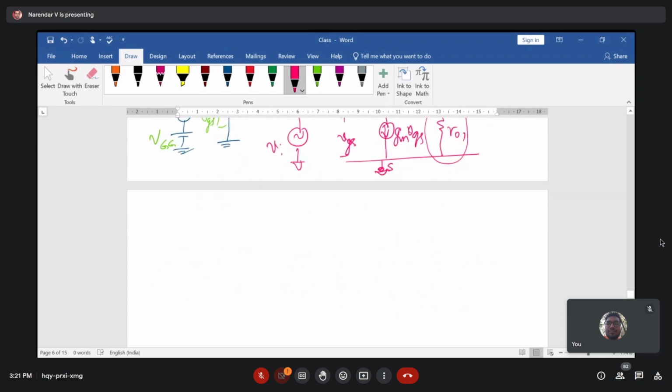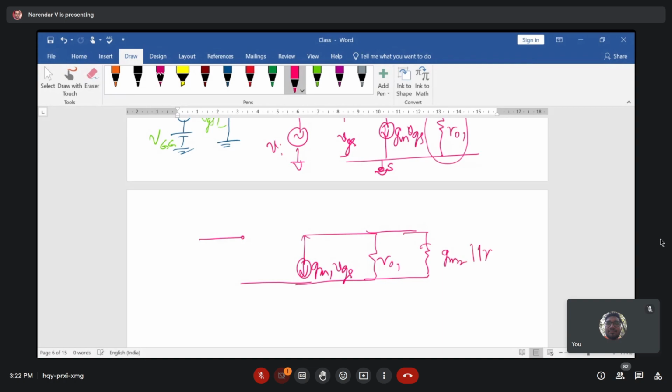Now what you can see here is GM1 VGS, R01. Now this is going into the resistance equivalent. This is GM2 parallel with R02. This is your V0. And this is AC ground. Positive negative, this is VGS, right?